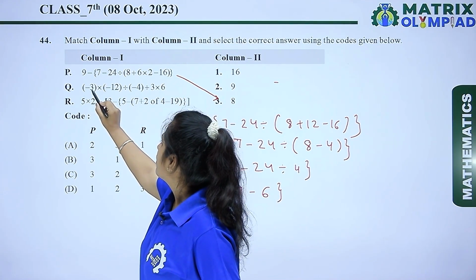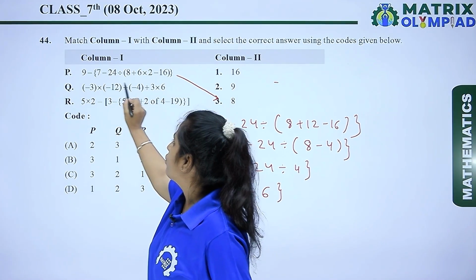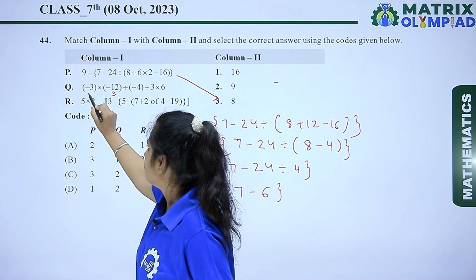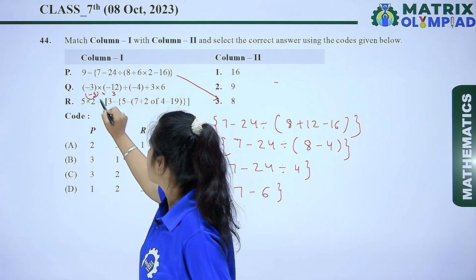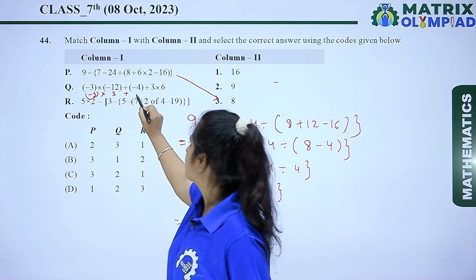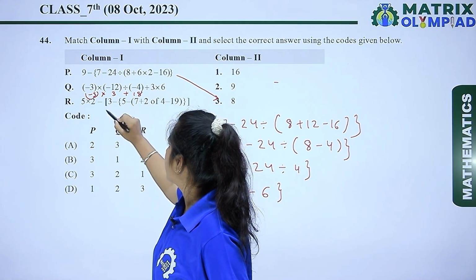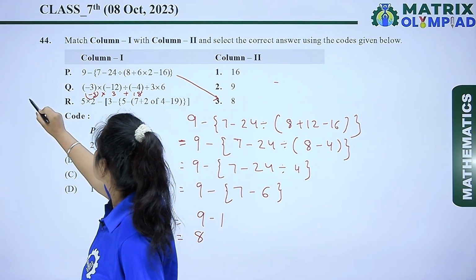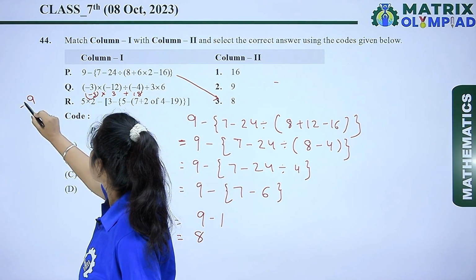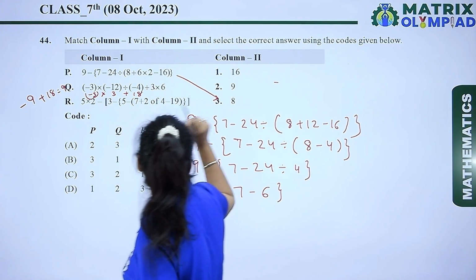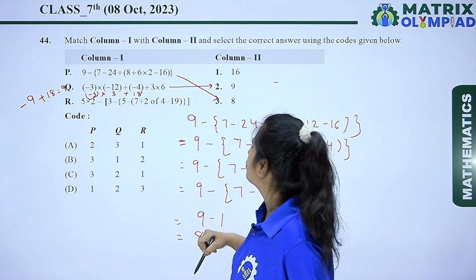So here we have to first divide. -12 divided by -4 is +3. So here -3 multiplied by 3 is left out, plus 3 multiplied by 6 is 18. Now -9 plus 18, which gives us 9. So Q का answer है 9, that is 2.